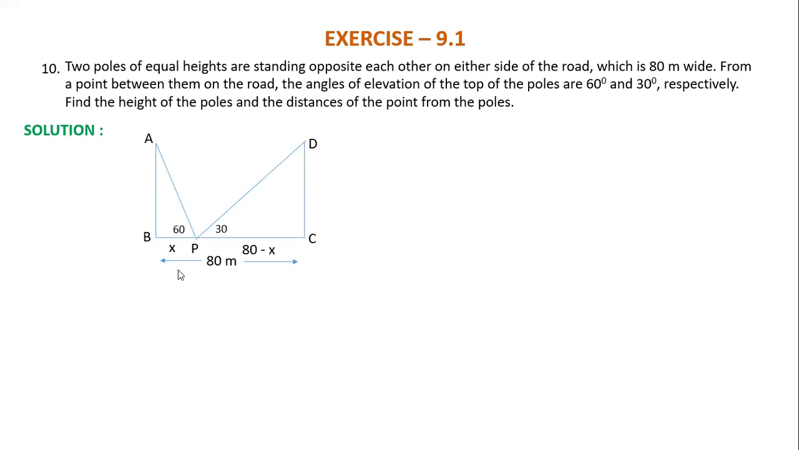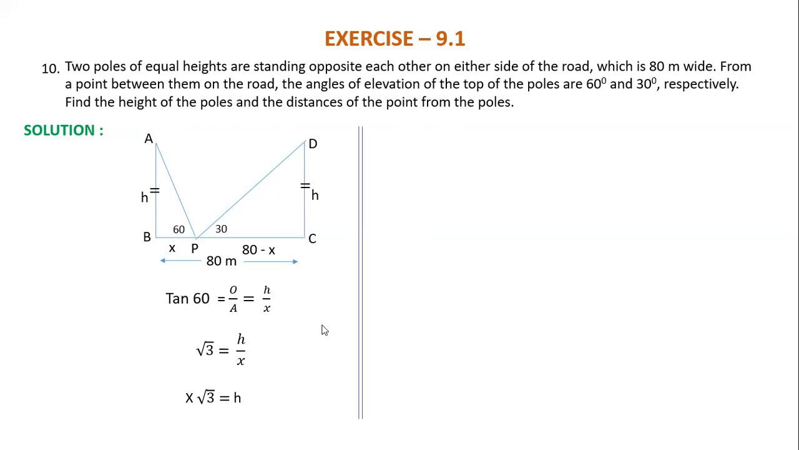Now, let this distance be x. Both these poles are of equal height, so let us say both are h. This is also h. Now let us take tan 60. Tan 60 is equal to h upon x. What is tan 60? Root 3. Root 3 is equal to h upon x. So x root 3 is h.